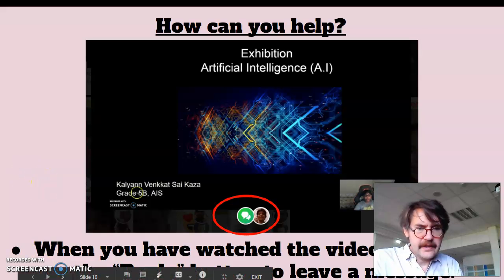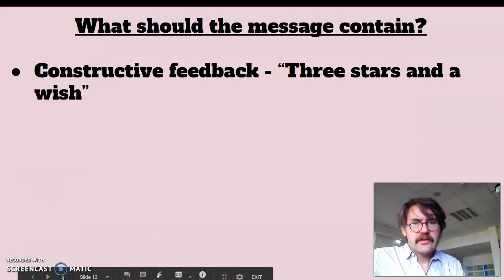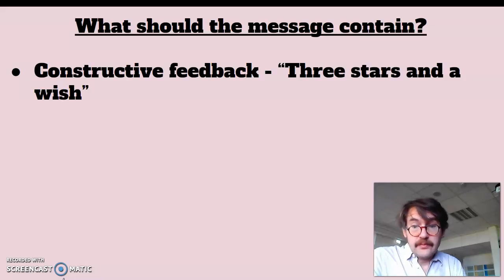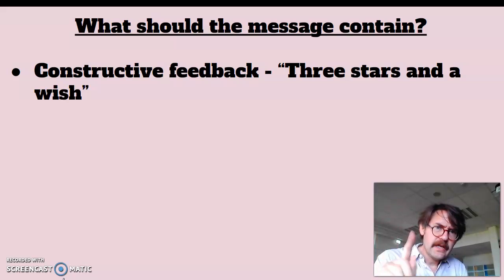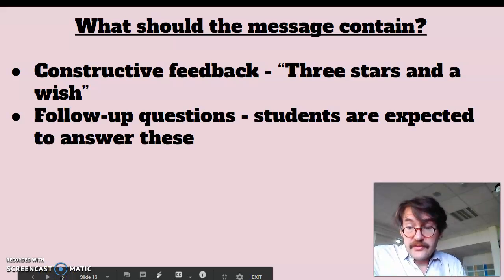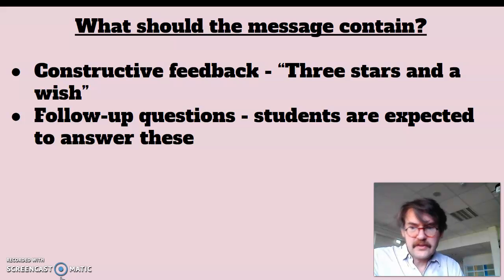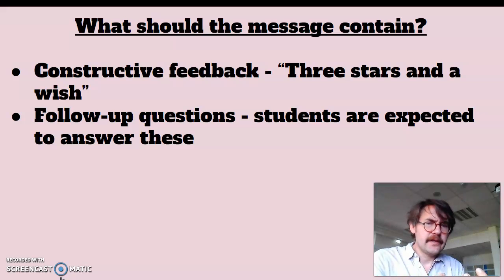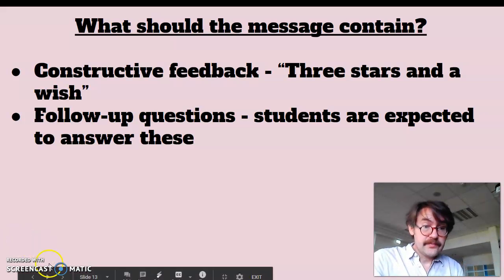So what should go in that video? Well, constructive feedback. We've used this system of 3 stars and a wish. I'm sure maybe your teachers have done this with you. 3 things that are going well and 1 thing that could be better. Also, and this is really important, what are called follow-up questions, because if this was the exhibition and they were standing in front of you, they would get follow-up questions. People would ask, I didn't understand that. Can you explain? So we want that on Flipgrid too, please.